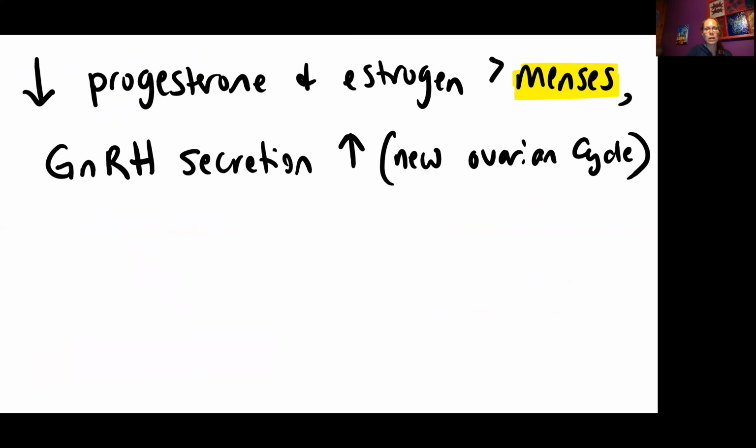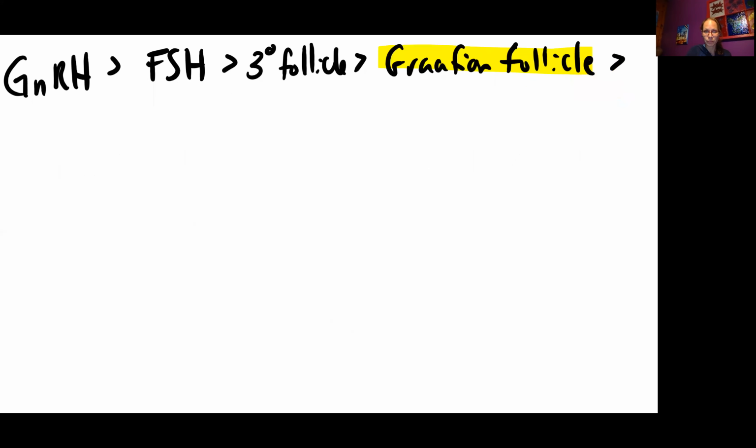When we see those levels decline, two major things happen. One, at the uterus, we see menses, which is the bleeding, so that functional layer will actually be sloughed off and exit the body. And then we also see the gonadotropin releasing hormone is turned back on so we can trigger a new ovarian cycle.